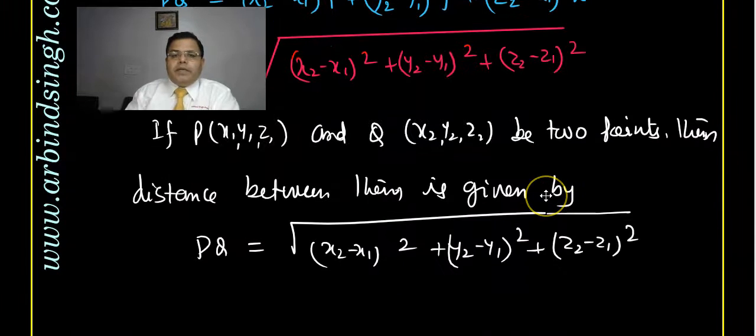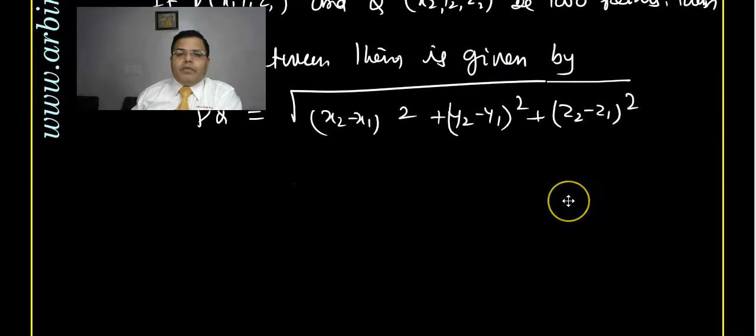So the thing is, if P is (x1, y1, z1) and Q is (x2, y2, z2), two points, then the distance between them is given by the square root of (x2 minus x1) whole square plus (y2 minus y1) whole square plus (z2 minus z1) whole square. One more thing I would like to discuss is called the polygon rule.